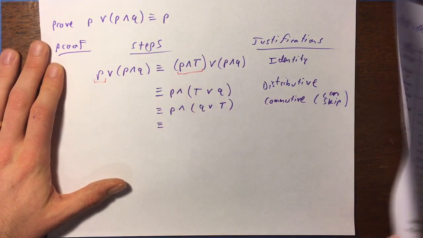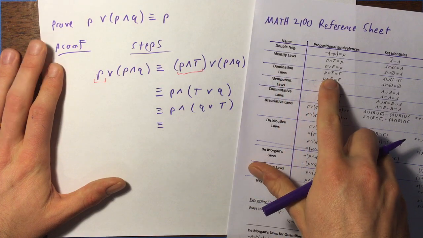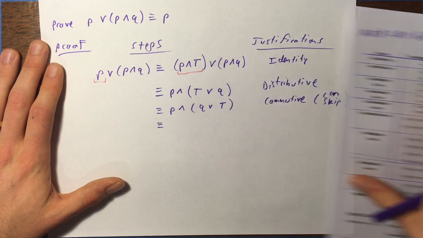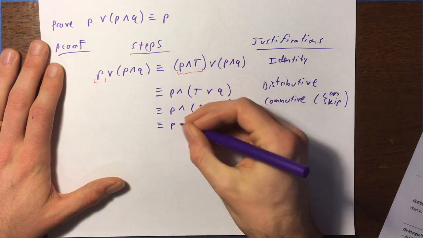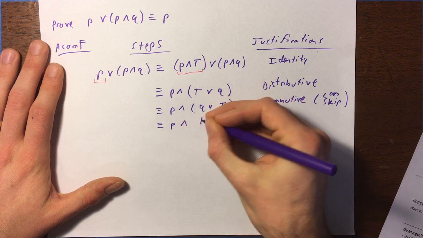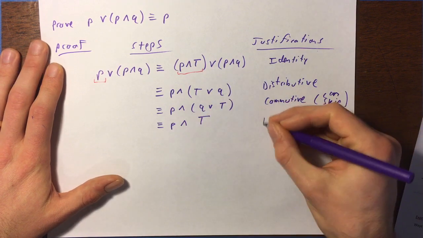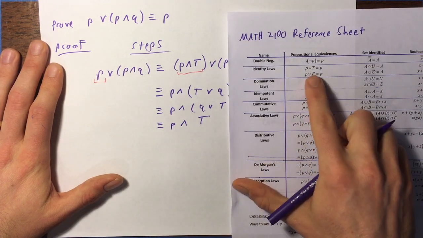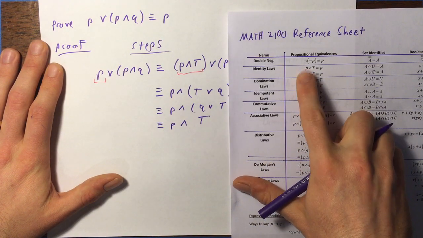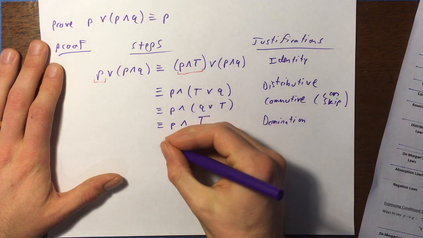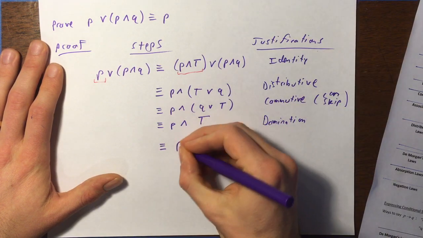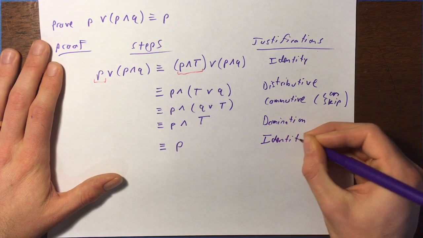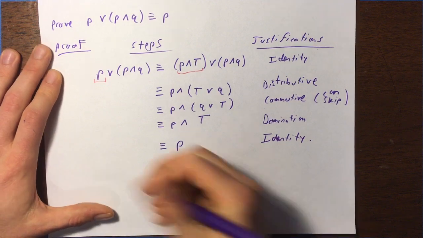The Q or true, though, is now written in the format of the domination law, and says here that anything or true is equivalent to just true. So the T is going to dominate, and the Q is going to disappear. So now we have P and true by domination. And now one last step. Anything and true is equivalent to itself. P and true is actually equivalent to P. So the and true, this is like the multiplying by 1, is equivalent to P by the identity. And I think that completes the proof.